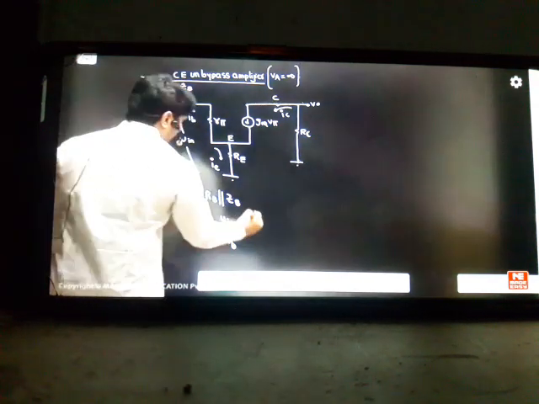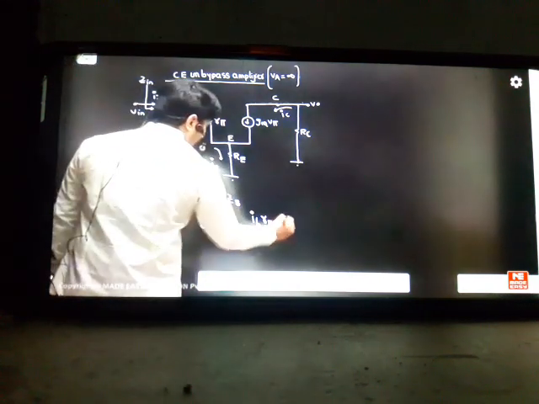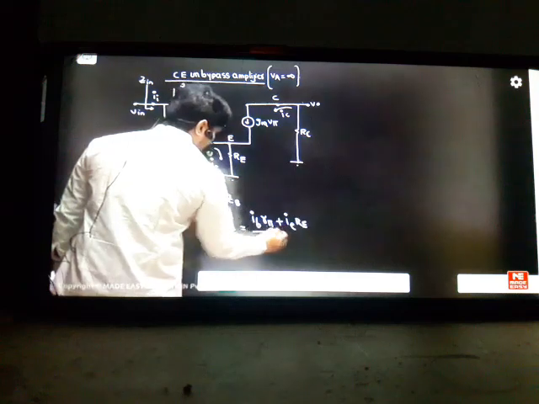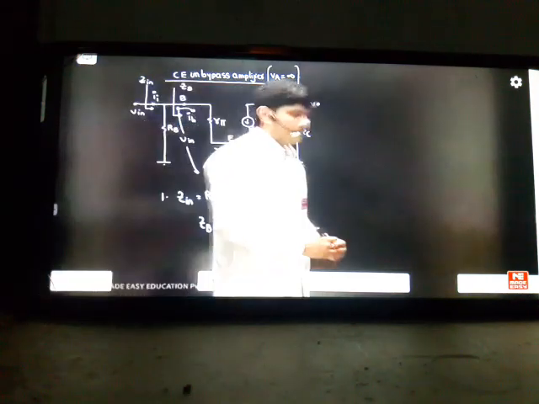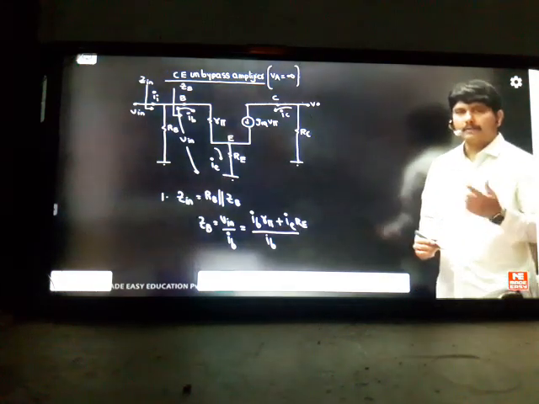The input voltage here is IB into R pi. This is one voltage drop. IB into R pi plus IE into RE. This is another voltage drop, divided by IB, will be the ZB. This is the way these people are solving this question. So let us take IB common, but this IE current we are getting. So IE you can convert into IB.